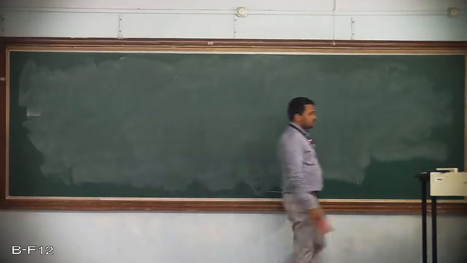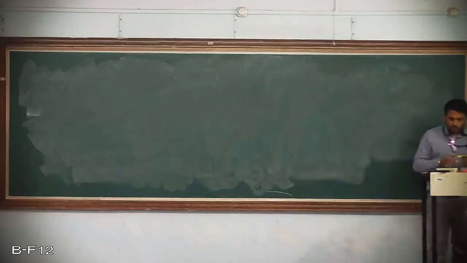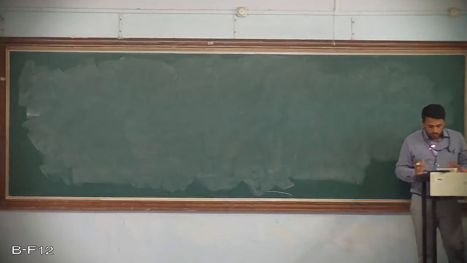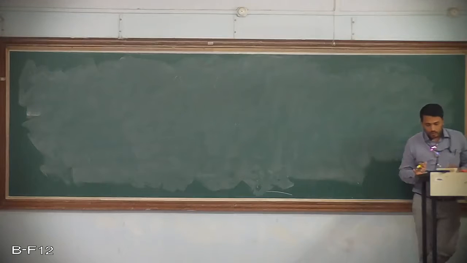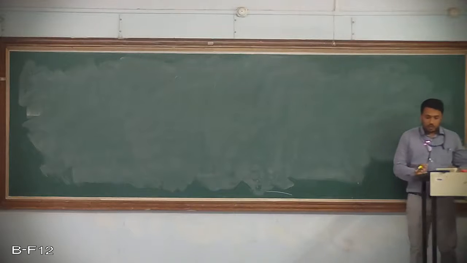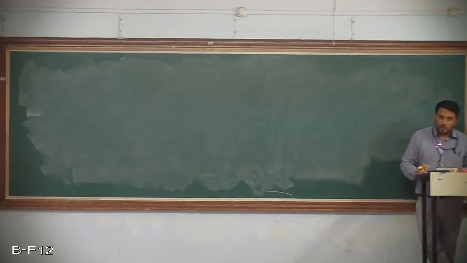So we'll note down the next problem. A device has a failure rate of 5 into 10 raised to minus 6 failures per hour. I repeat, a device has a failure rate of 5 into 10 raised to minus 6 failures per hour, and the first bit they have asked to find out is the reliability for an operating period of 100 hours.